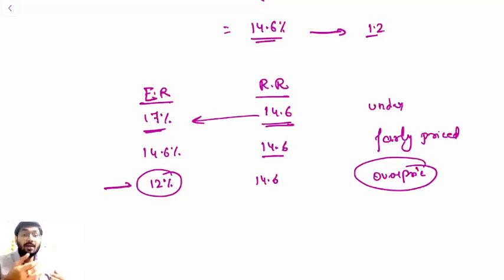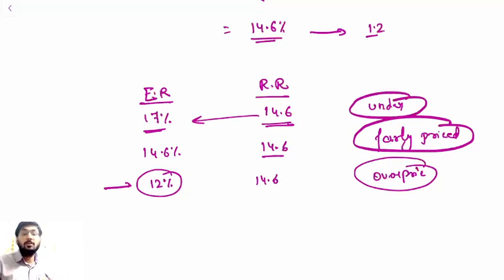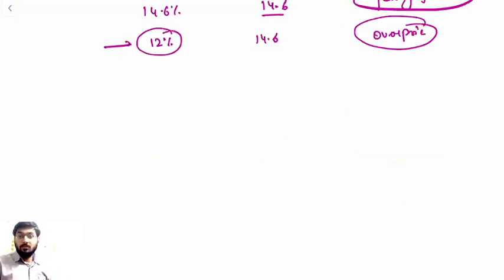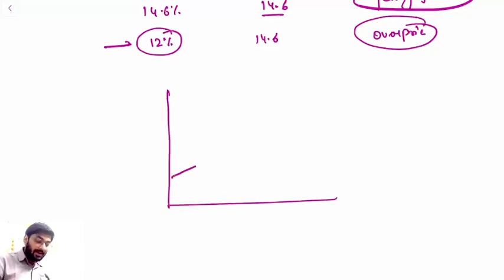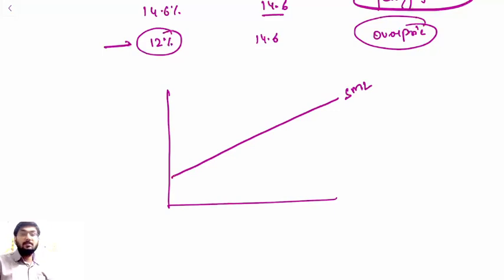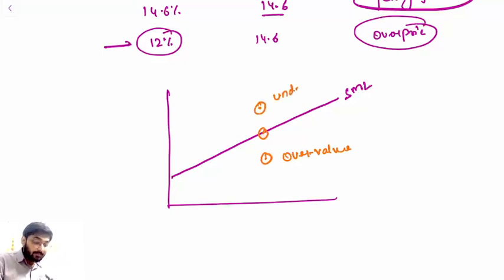So can you see how I have used the SML to understand whether a particular stock is fairly priced, underpriced or overpriced? Clear? Now suppose I draw the SML line over here. This is my SML line. If my asset is actually lying on the SML, that means it is fairly priced. If it is below the SML, that means it is overvalued. And above the SML, that means it is undervalued. Are you clear?